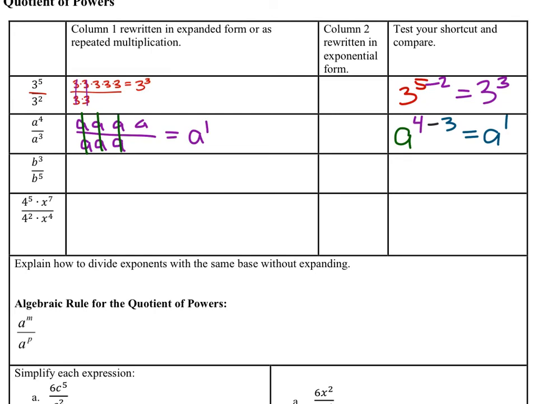Alright, so the next one, we got B to the power of 3 over B to the power of 5. This one's extremely different. So in this one, we've got 3 B's in the numerator: 1, 2, 3. And we're dividing it by 5 B's in the denominator: 1, 2, 3, 4, 5.